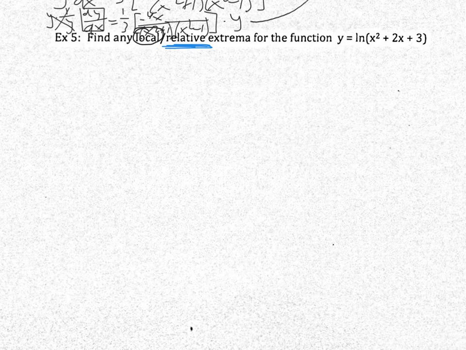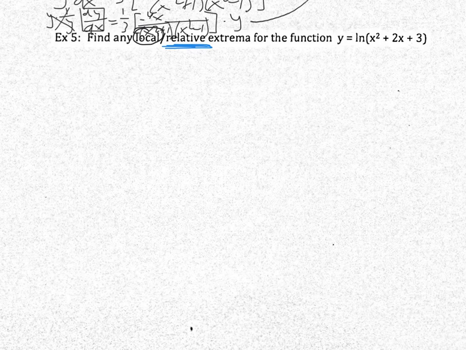So you might see local min, local max, and I addressed that first semester, but I just wanted to say that here as well. So find any local or relative extrema for the function y equals ln of (x squared plus 2x plus 3). And think about what we're trying to find. We did a whole bunch of these problems.